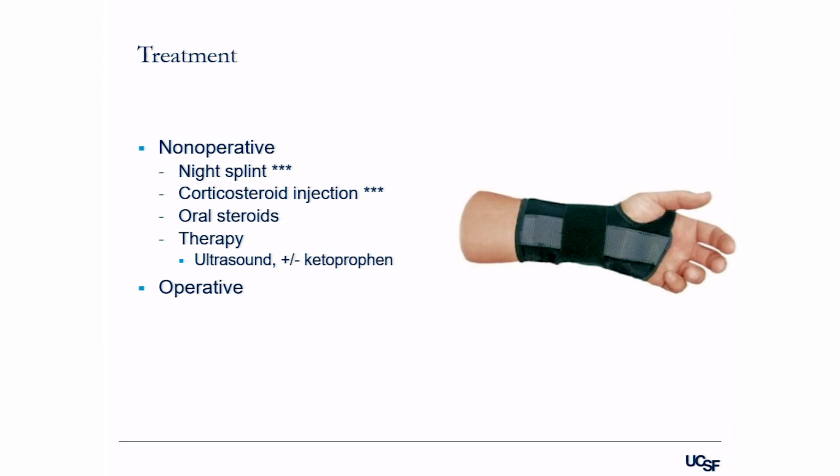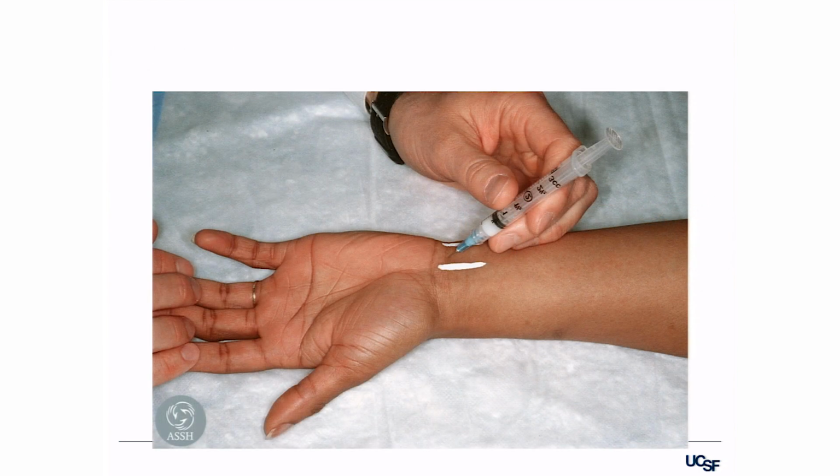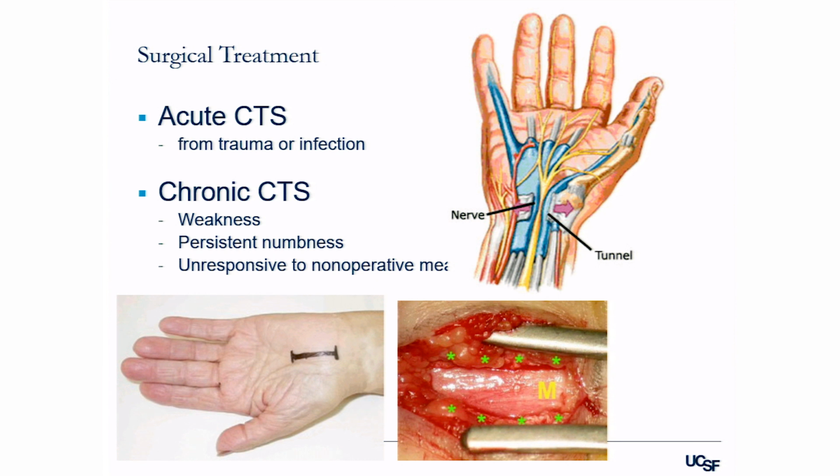So here's that night splint that you'll see. And then here's the injection. You're going just ulnar to palmaris longus if you have one. Basically that's the way that I inject right there. We can talk about it later when we do the physical exam. And then here's the incision that I make. That's actually a little bit bigger than the incision I make. I do a mini open. Some people do them endoscopically.